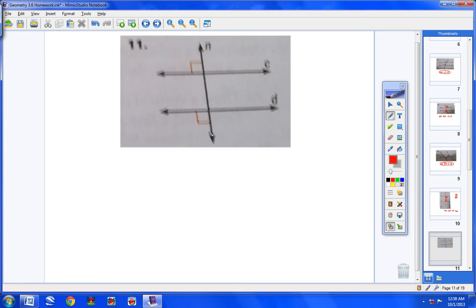Okay, number 11. Now look, students, C is perpendicular to N, and D is perpendicular to N. So we have a situation where we can state Theorem 312. Remember what Theorem 312 says? If two lines are perpendicular to the same line, then those two lines are parallel. So if C is perpendicular to N and D is perpendicular to N, then C and D must be parallel, and the reason is Theorem 312.